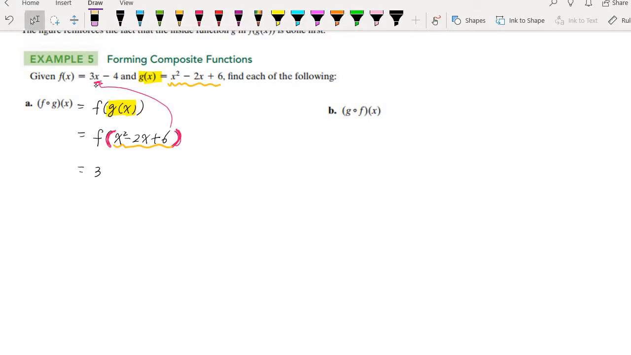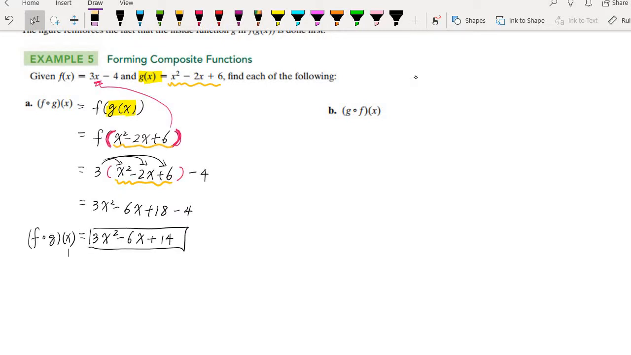That will be 3 times, and I'm just going to write down the parenthesis because we see an x. That will be x squared minus 2x plus 6, and then the whole thing minus 4. Once we have this, we're just going to simplify. We're going to have distribution. So that will be 3x squared minus 6x plus 18 and minus 4. And then the last step, we're just going to collect like terms. That will be 3x squared minus 6x. We have 18 minus 4, that is a plus 14. That is your final answer.